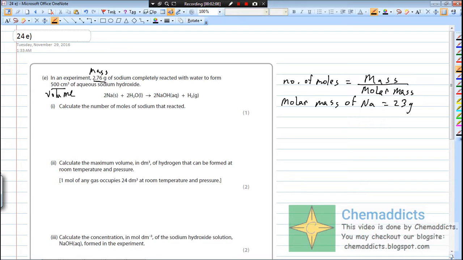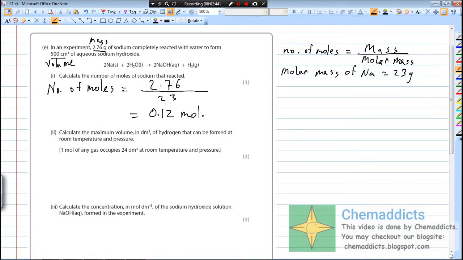So we just find the number of moles. The number of moles is equal to 2.76 divided by 23, which will give us 0.12 mole. And that's the answer for 1. Now let's move on to 2.